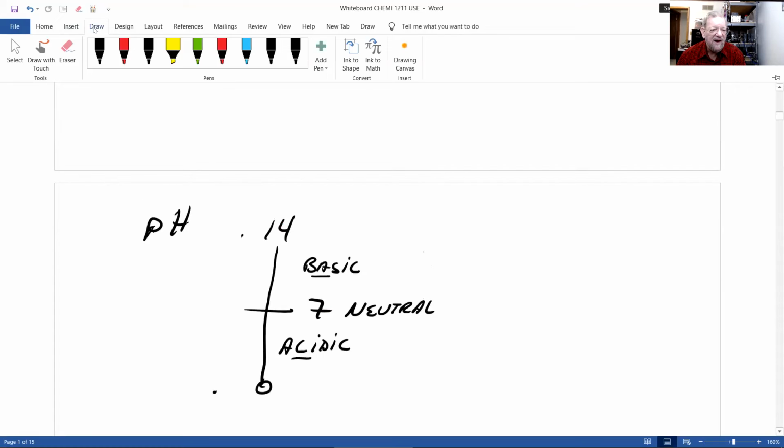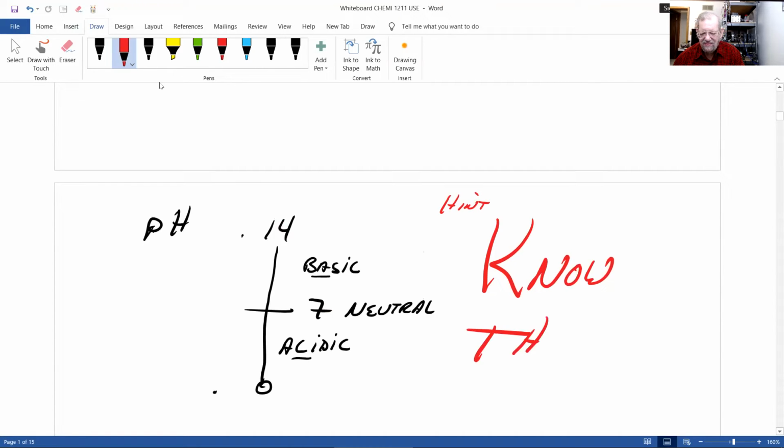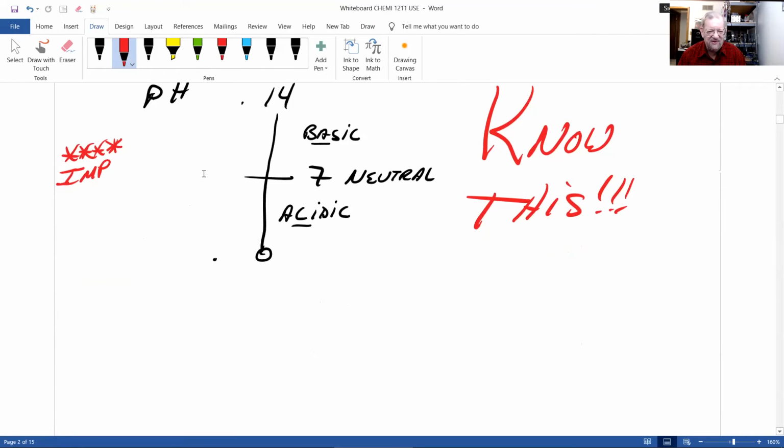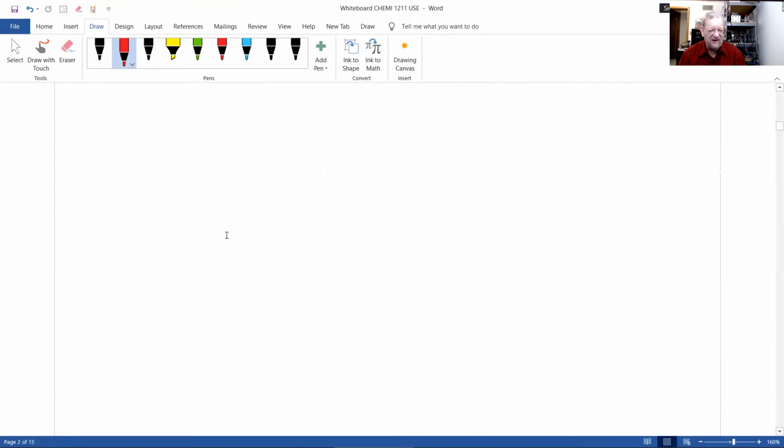Ooh, I better do this. And I hope we get the picture, or get the hint. This is very important to know. So this is the pH scale. Let's have some fun with the pH scale and pH.